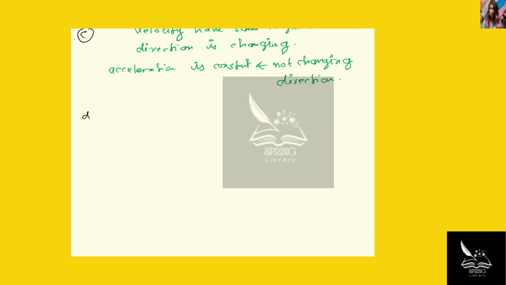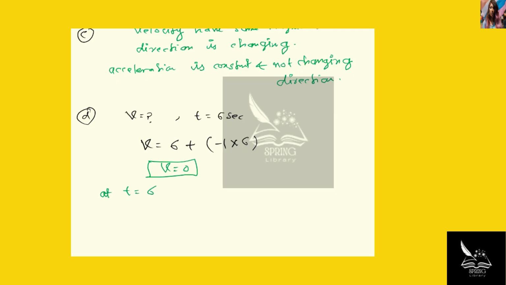In the next part of the question we have to find the velocity at t equals 6 second. Now we can see that the velocity is equal to the initial 6 plus acceleration minus 1 into 6. So this will be equal to 0. Now we can say that at t equals 6 second, the velocity will change direction.